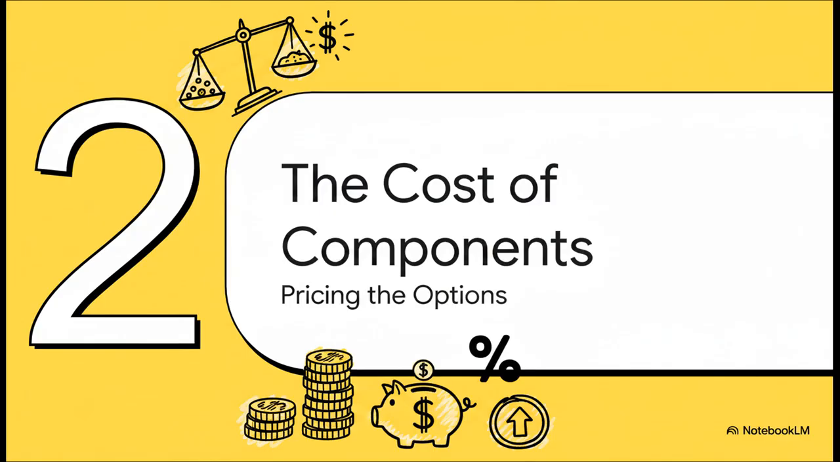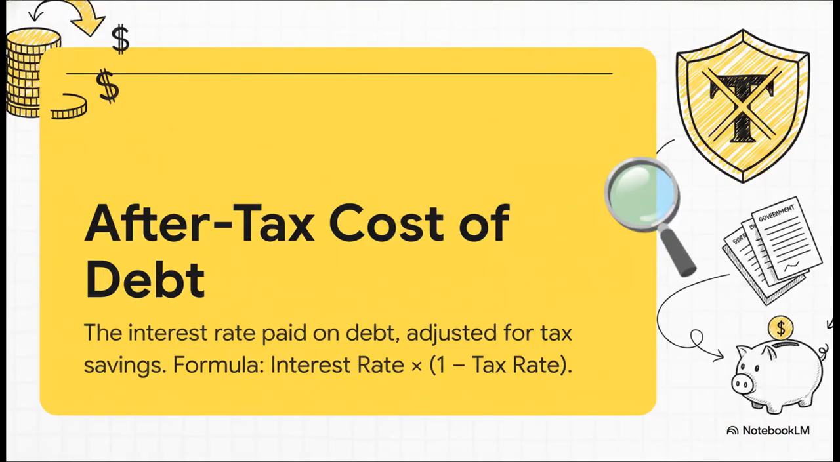To find that perfect mix, we first have to put a price tag on all the ingredients. And I'll tell you right now, for the exam, knowing how to calculate the cost of each type of capital, well, it's completely non-negotiable. First up, the cost of debt. This is basically the interest rate a company pays on its loans. But, and this is a big but, for making decisions, we always look at the after-tax cost. Why? Because interest payments are tax deductible.